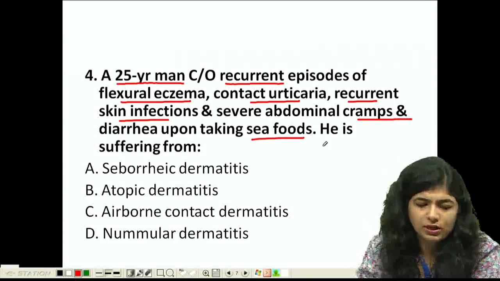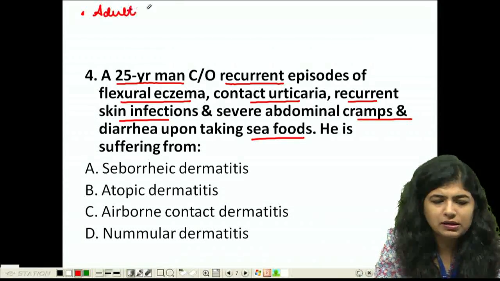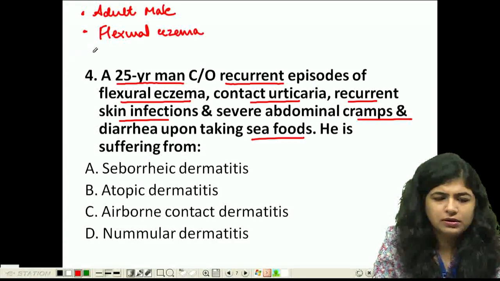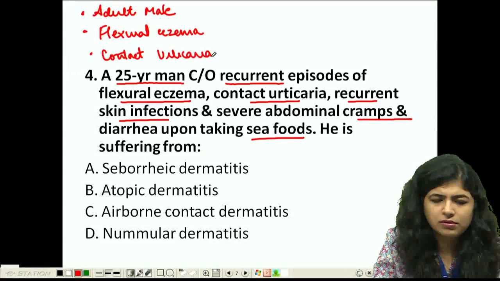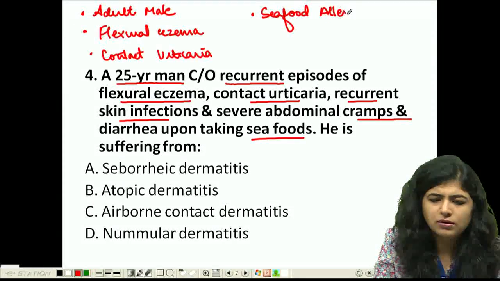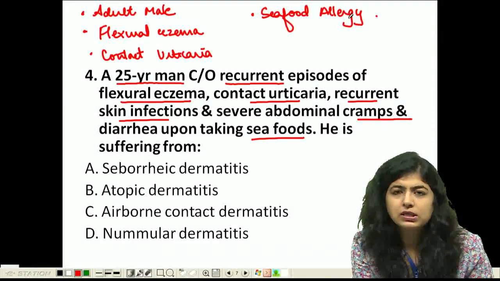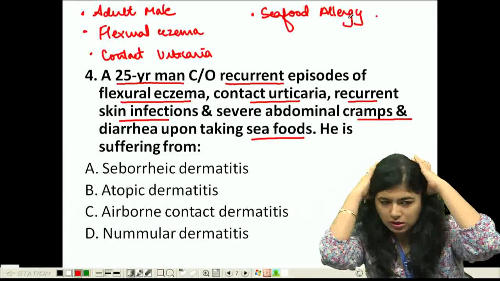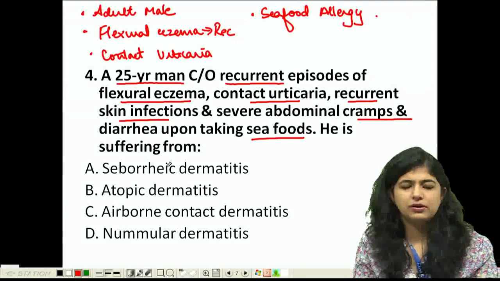So what does this question tell you? One, the patient is an adult male. Two, he has flexural eczema which is recurrent. Three, he has contact urticaria. Four, he has seafood allergy, right? Severe abdominal cramps and diarrhea upon taking seafood is indicative of seafood allergy. So this is what the question is telling you. And this particular thing is recurrent.